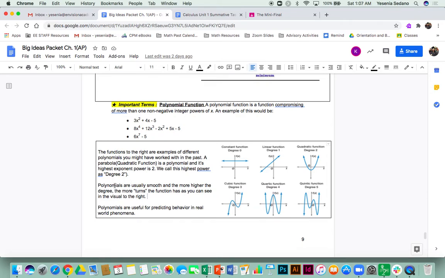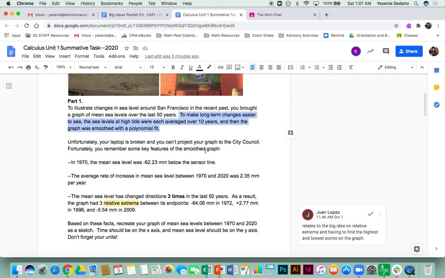An important thing you should know about polynomials is they're usually smooth. They're usually a smooth graph. So when you're creating your model of the sea levels, it should be a smooth graph. So that's just the main thing right there.